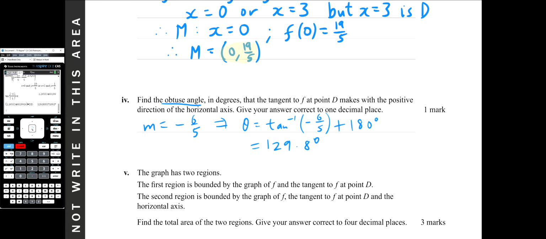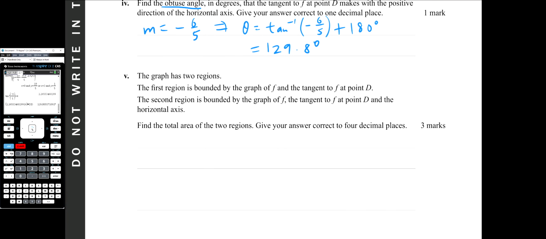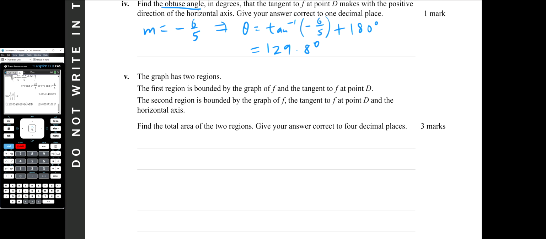Okay, moving on to part 5, we're looking at the graph having two regions, and the first region being bounded by the graph of f and the tangent to f at point D. That's region number 1. And the second region is bounded by the graph of f, the tangent to f at point D, and the horizontal axis. And our job is to find the total area of the two regions.